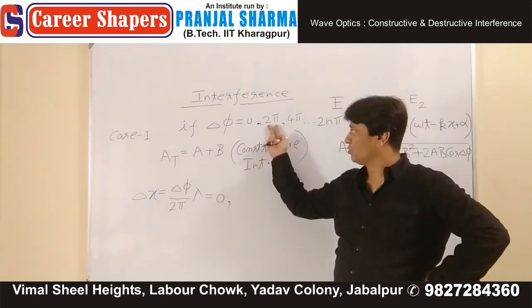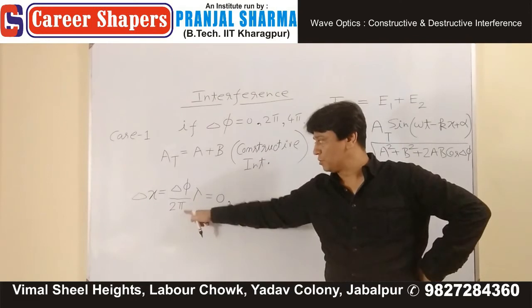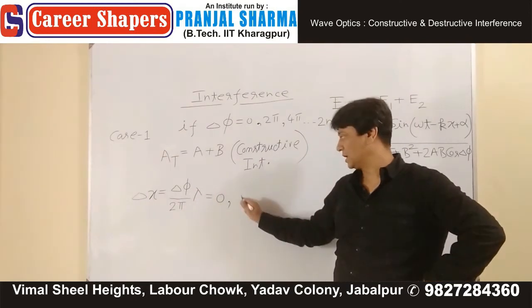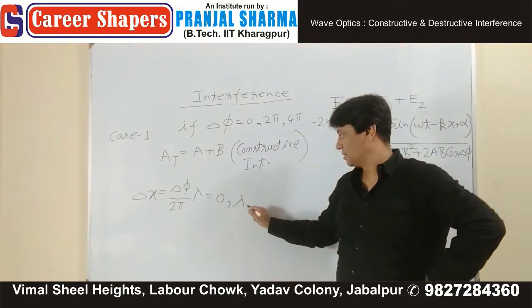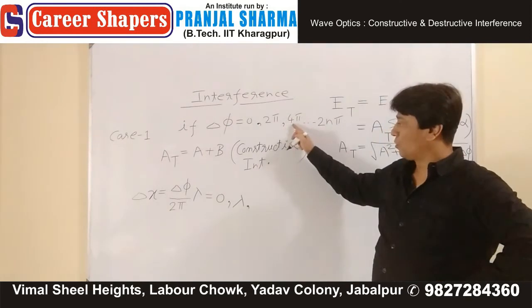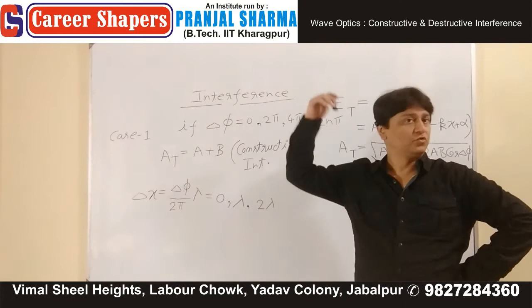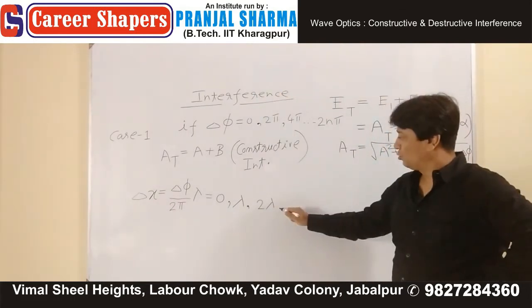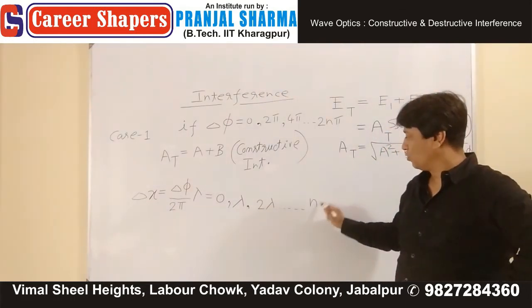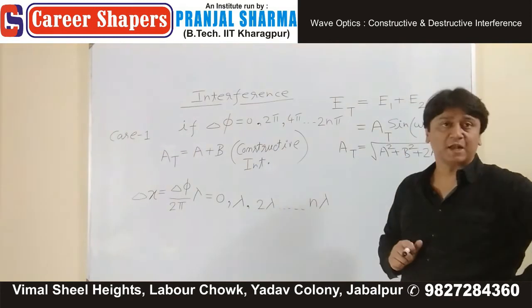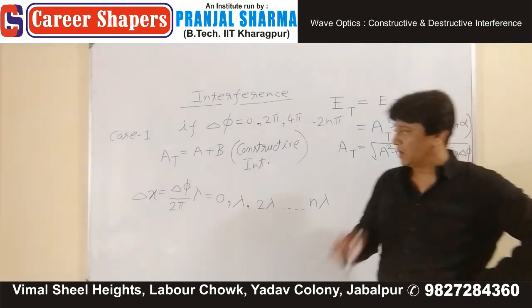If this is 2 pi, 2 pi upon 2 pi cancel and you get what? Lambda. 4 pi, 2 lambda. 6 pi, 3 lambda. 2 and pi will give you what? N lambda.